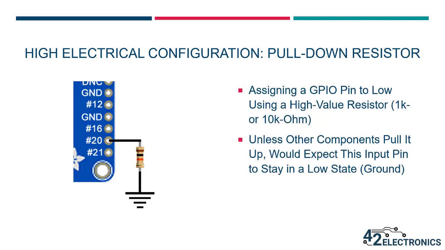The next electrical configuration is a low state configuration. To configure a GPIO pin for a low default state, we would need to create what we call a pull down resistor. This is when we use a high value resistor in the circuit to cause the default state of that GPIO pin to be low. So unless some other component comes along and shifts that GPIO input pin's state to high, we would expect that pin to operate in a low state.